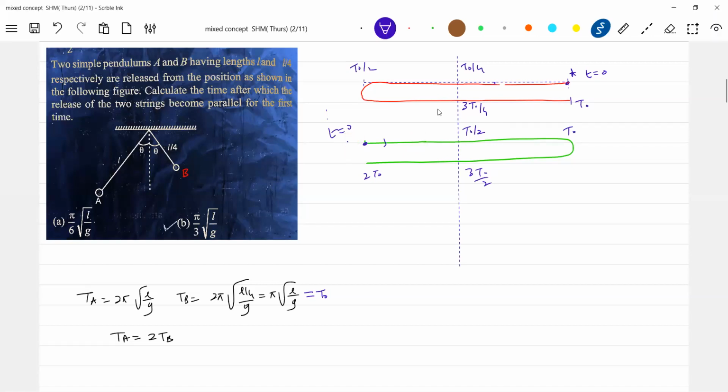Green one should be A, no? This is A, this is B. Okay, so I'll change the symbols. First add this move. So in T naught by 4, when this reaches here, it will be here. Agree? Now I think there's a possibility of crossing. Somewhere here, it can cross, no? By the time T naught by 2, it will reach here. This will reach here when this is at mean position, and this will be at extreme. So there's a possibility of crossing here. So I'll put that reference line.